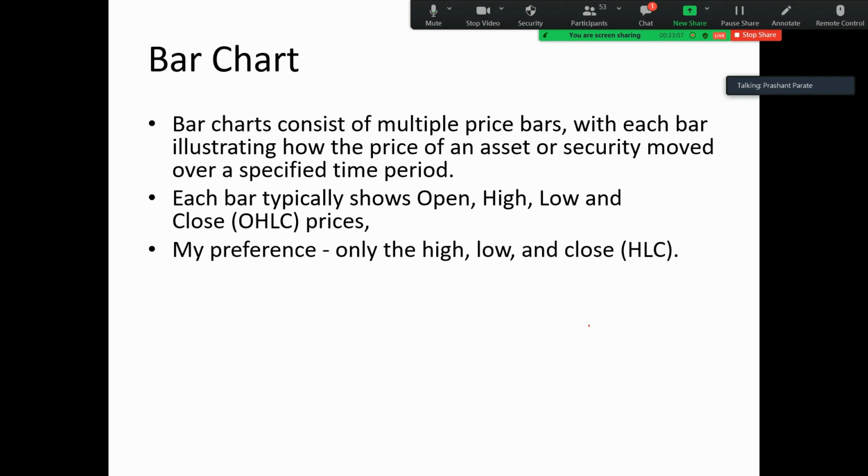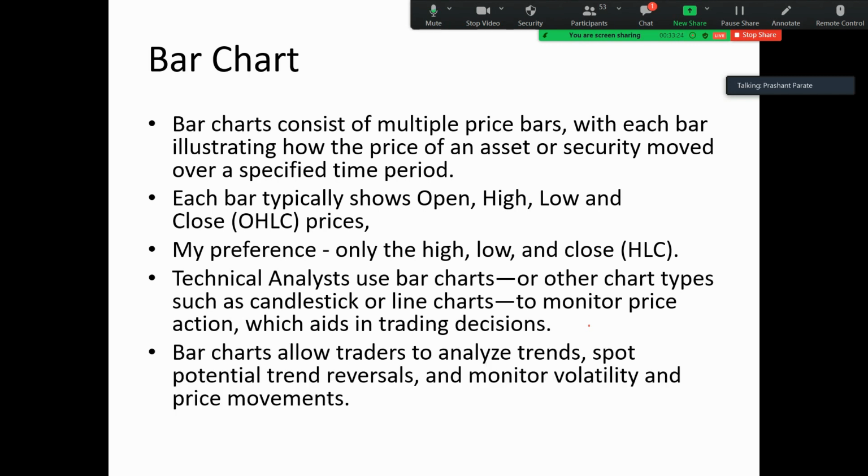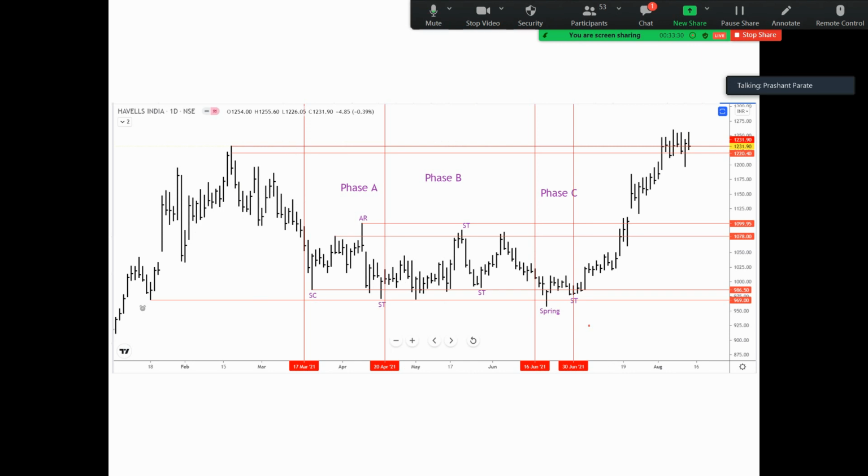There is another type of bar chart which is preferred by me. I use high, low and close. I do not use open for bar charts. Technical analysts use it the most. This was found in the USA, and a lot of people use this chart or the candle chart. Both can be used, and both have similar patterns, but my preferred chart is high, low, close, HLC. I use that for identification of spring.